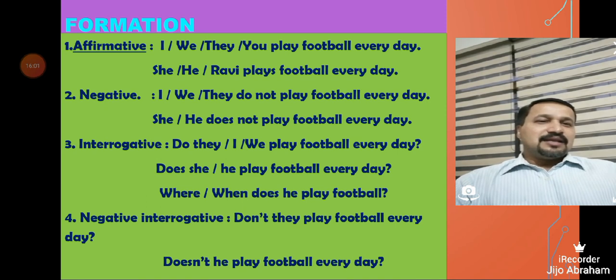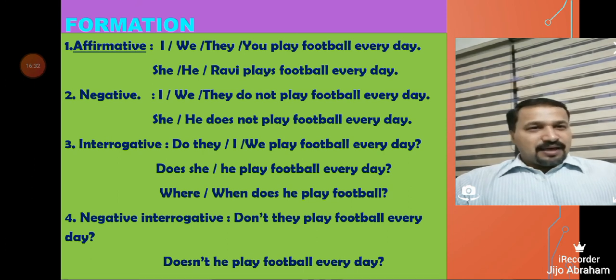Then if you want to make the interrogative, you have to place do or does before the subject and add a question mark at the end. Then the yes or no question is ready. We play. Do we play? They go. Do they go? Then she comes. Then does she come? The baby cries. Does the baby cry? Then he plays football. Does he play football?